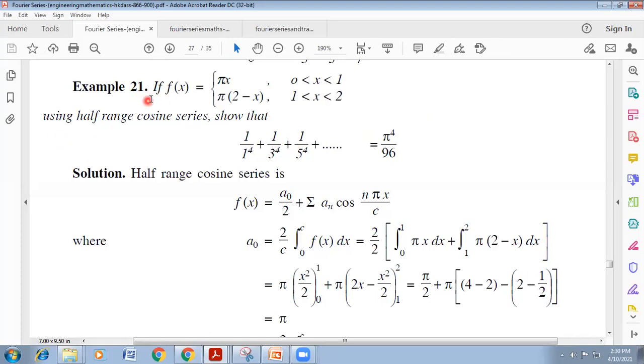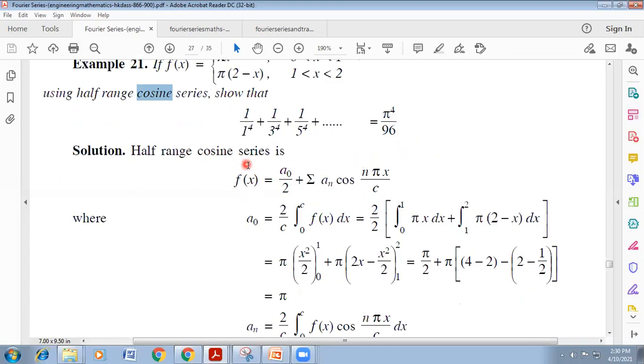Now another example, 21. If f of x equals pi x when 0 is less than x less than 1, and pi into 2 minus x when 1 is less than x less than 2. That means the limit will be 0 to 2. Okay, and the domain divides into two parts for the function f of x. Now using the half range cosine series, remember it, this is the keyword. This is the cosine series. So that we have to show this series.